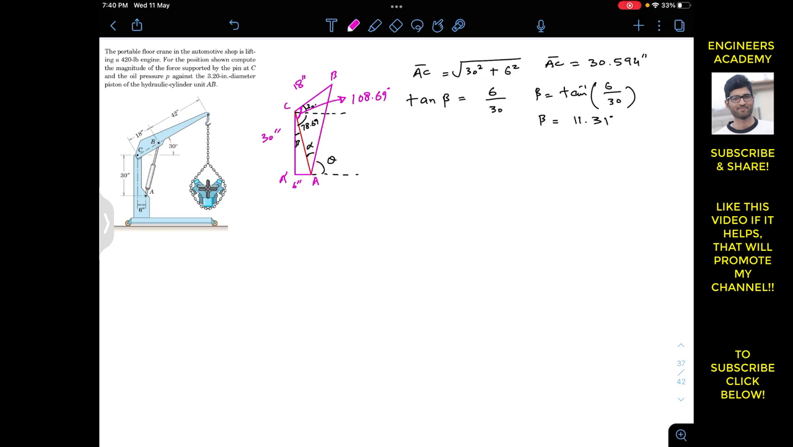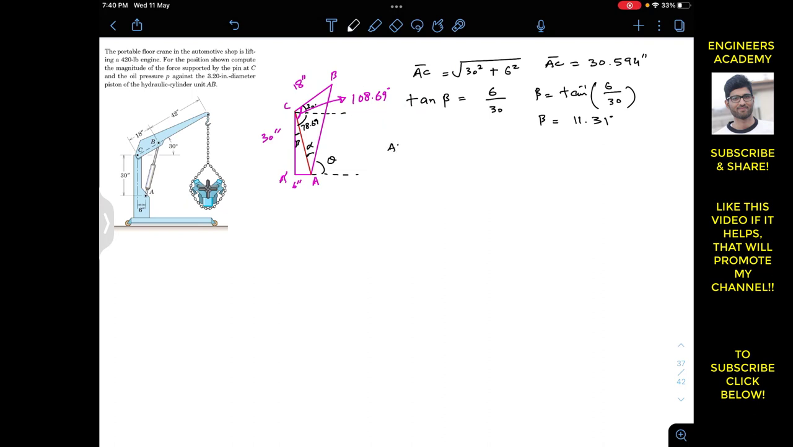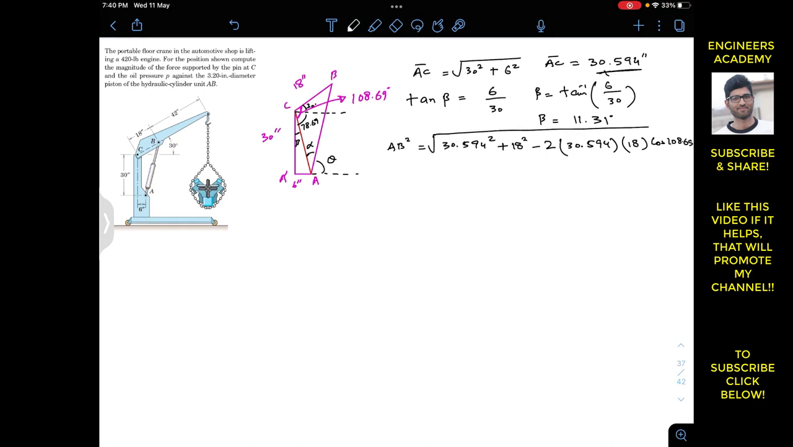So by applying the law of cosines, we can write that AB square will be equal to AC square, which is 30.594 square, plus BC square, which is 18 square, minus 2 into 30.594 into 18, because of the included angle, which is 108.69. And if we take the square root, we will be able to find the AB length.